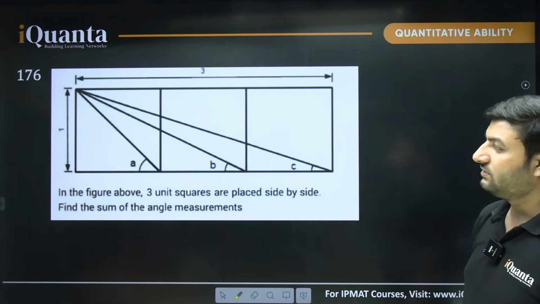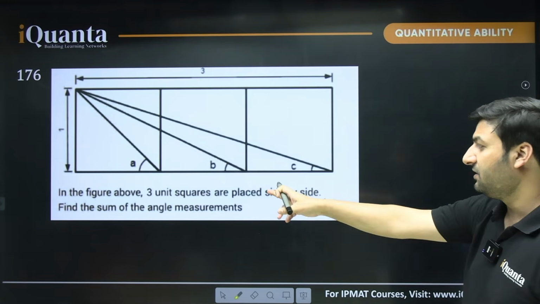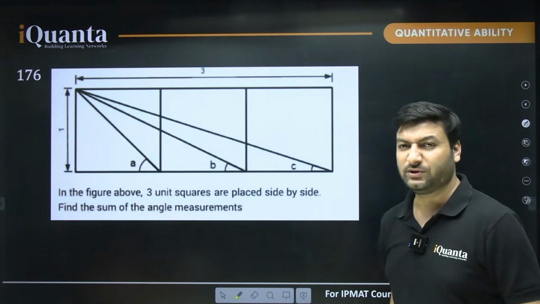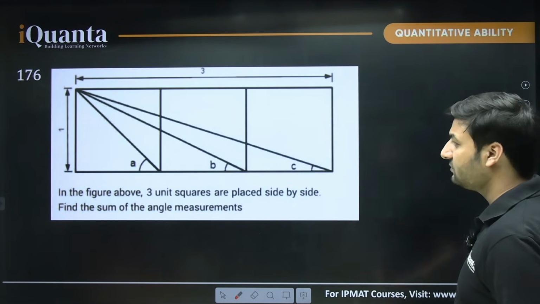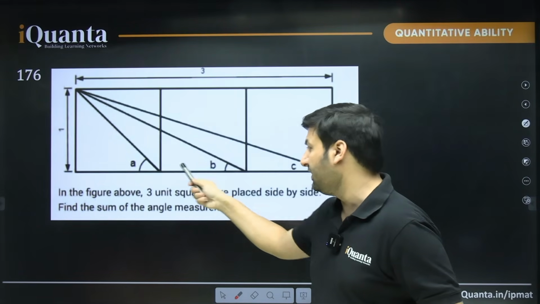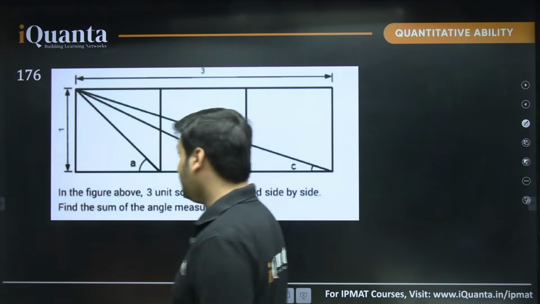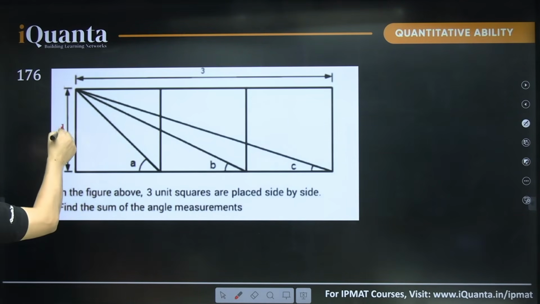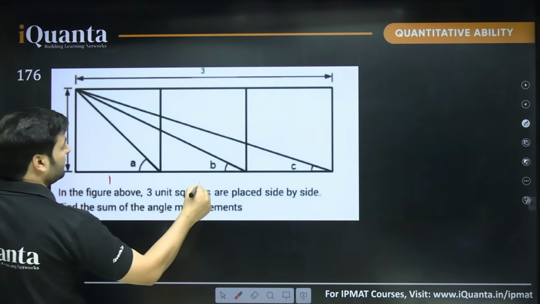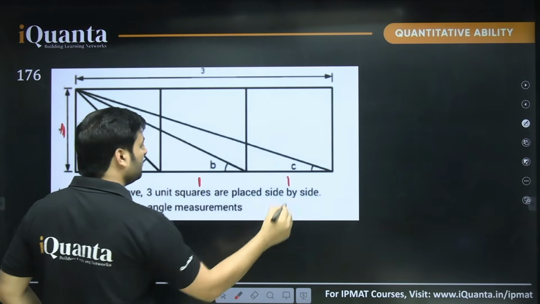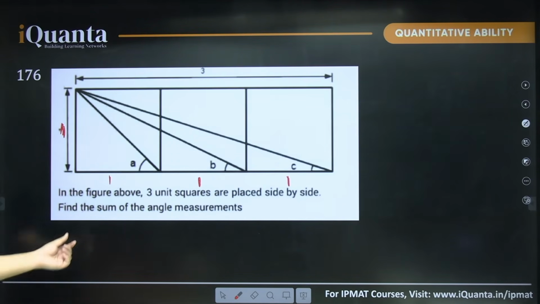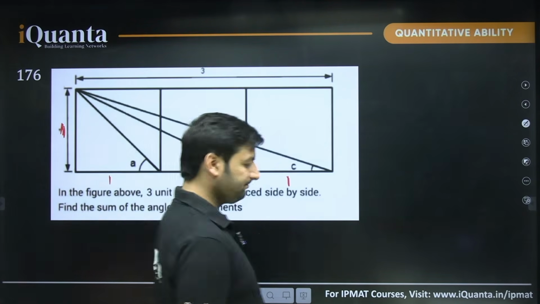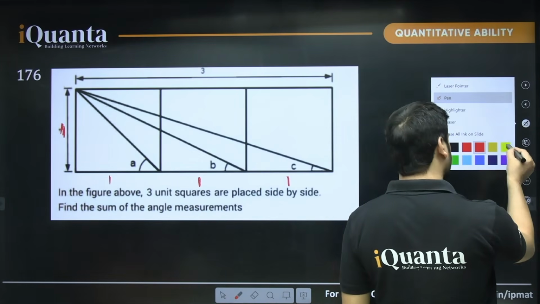Now let's talk about this. In the figure above, 3 unit squares are placed side by side. Unit square means side is 1. Find the sum of the angle measurements. Okay, let's do it. So, angle measurements, that means sum of angles A, B, C. Unit square, that means this side has length 1, this has length 1, this square has length 1, this square has length 1. So there are 3 unit squares side by side, okay. It wants us to find out the value of angle A plus angle B plus angle C.